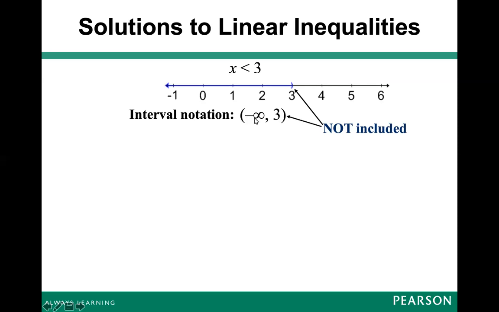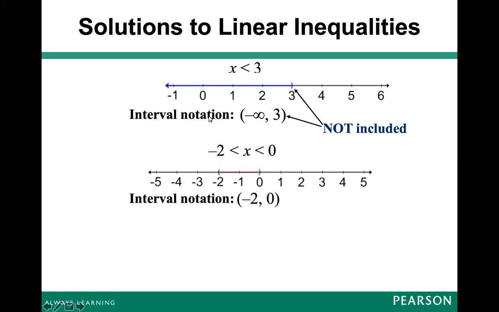The -infinity on the other side means that the graph goes forever and ever to the left towards -infinity. Infinity or -infinity, when it's part of an interval, always gets a parenthesis next to it because infinity and -infinity are not real numbers. So it wouldn't make any sense to include them. That's an example of what's called an unbounded interval. Here's an example of a bounded interval.